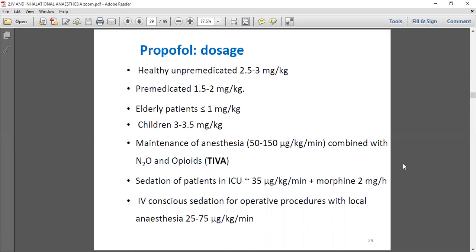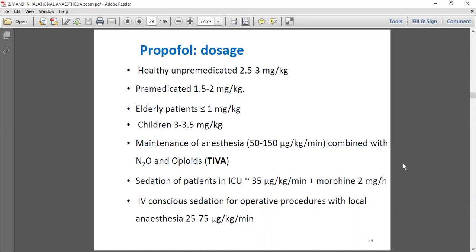Dosages. In healthy and premedicated people, the dosage is 2.5 to 3 milligrams per kg. Premedicated people, 1.5 to 2 milligrams per kg. Elderly patients, less than 1 milligram per kg. Children, 3 to 3.5 milligrams per kg.